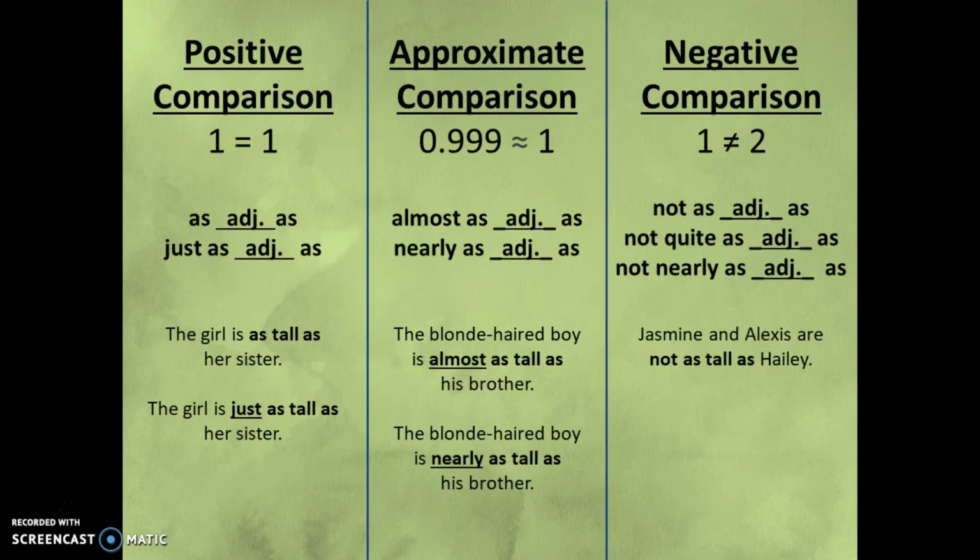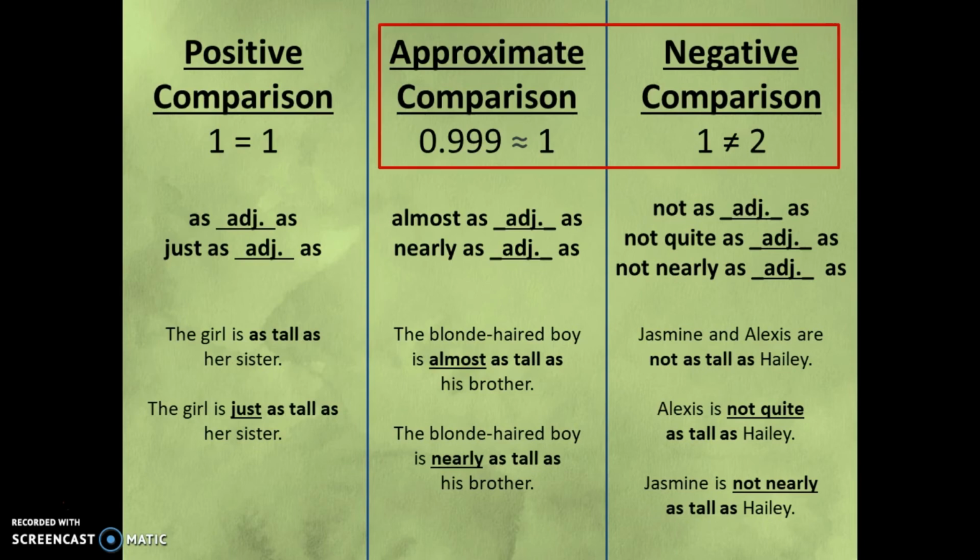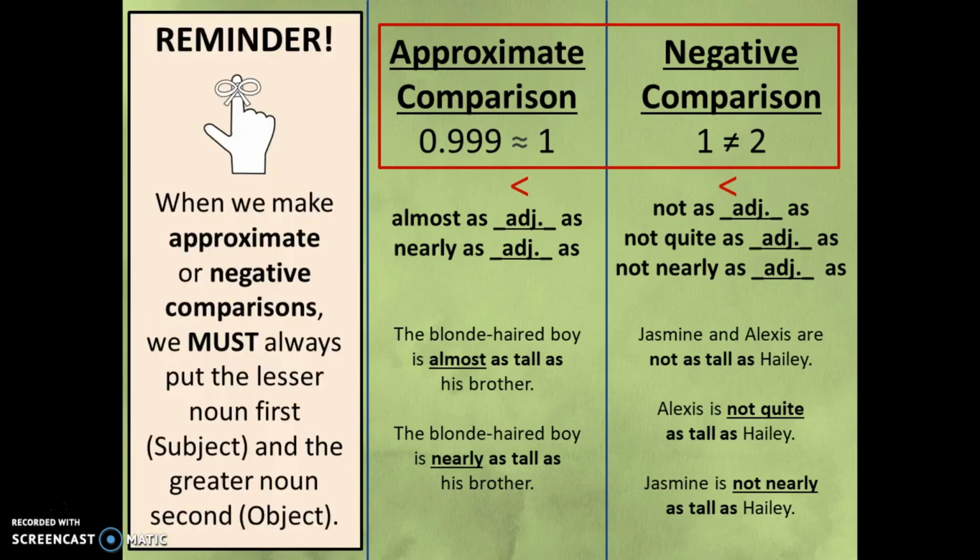So if I fill in my chart here, you can see I've added to my negative comparison column not as adjective as, not quite as, and also not nearly as. So, just like before, these two here, the approximate comparison and the negative comparison, work more like a less than sign. So it is important which person or which object or noun we put first. So remember, when we make approximate or negative comparisons, we must always put the lesser noun first as the subject and the greater noun as the object.